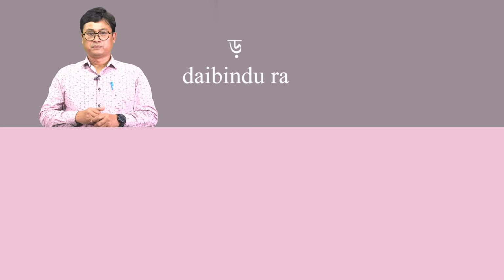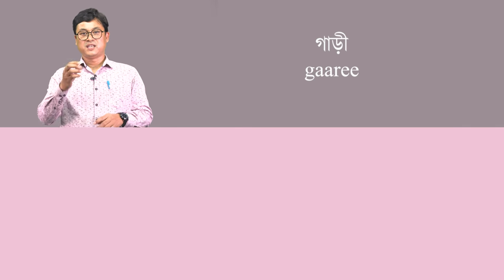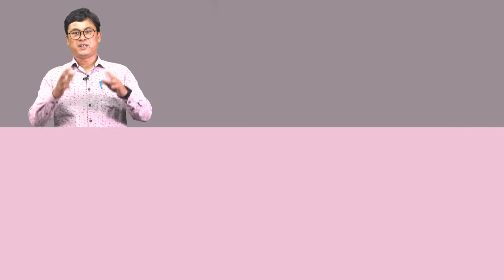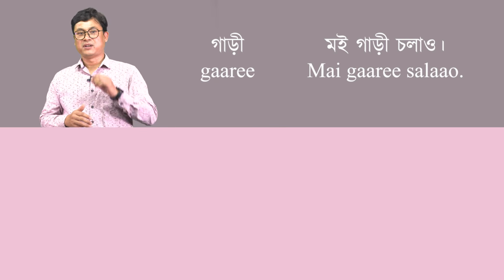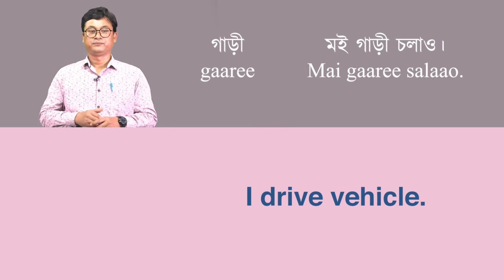Ra for gor, which means rhinoceros, and gari means vehicle. Let's make one sentence using the word gari. Moi gari solau, which means I drive vehicle.